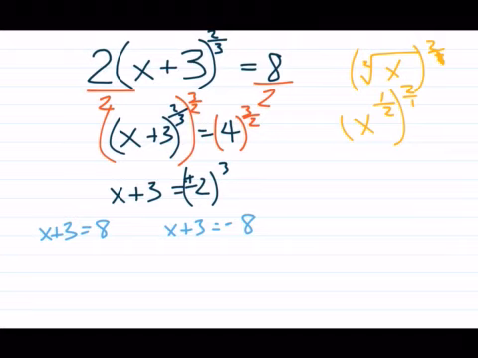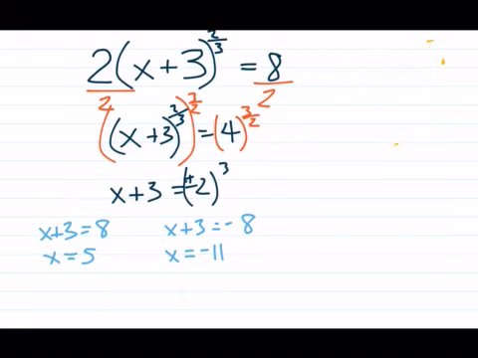We solve by using simple algebra. We subtract 3 from both sides, and I get x equal 5. And over here we subtract 3, and we get x equal negative 11. As before, we still need to check for extraneous solutions. So that's what we're going to do next.